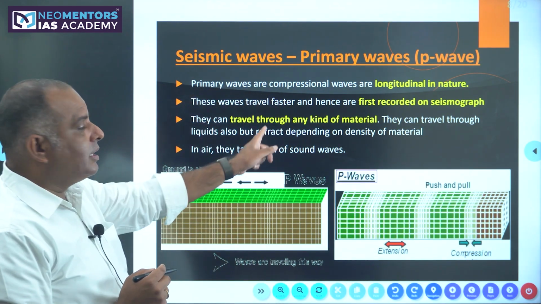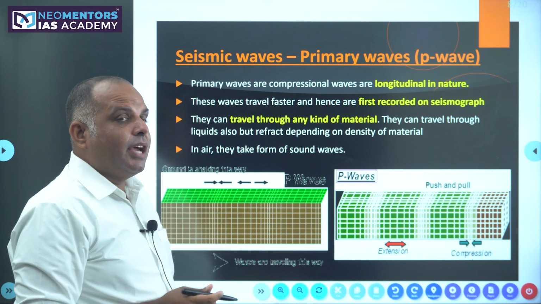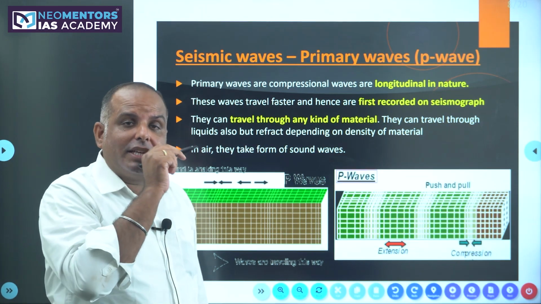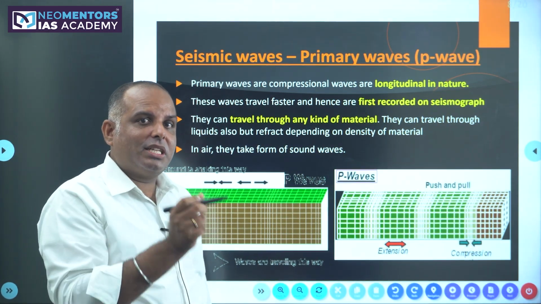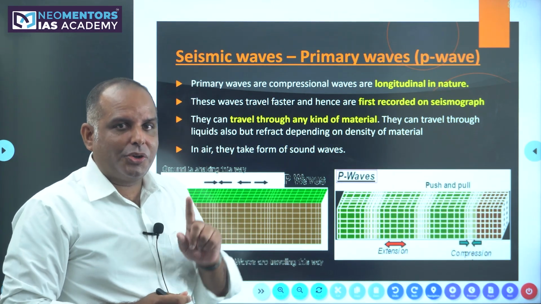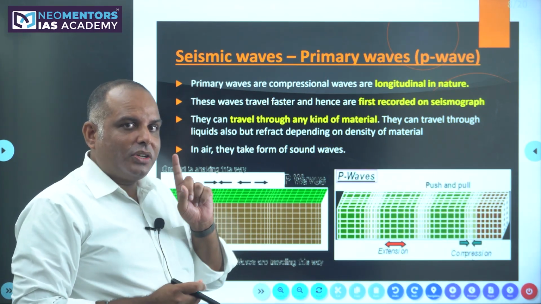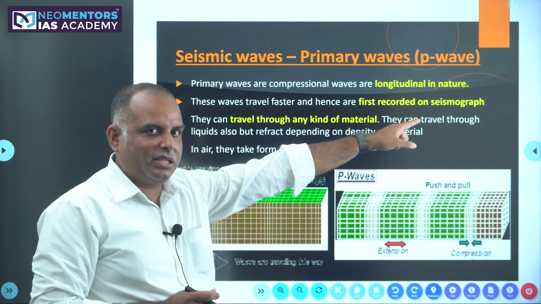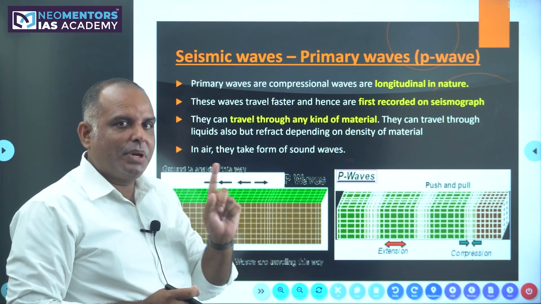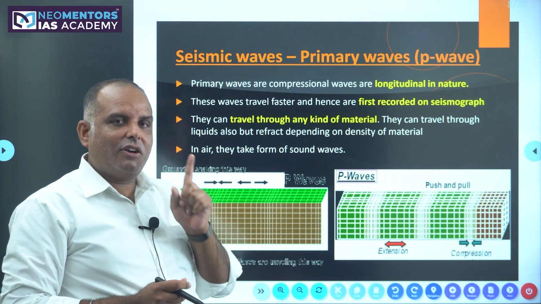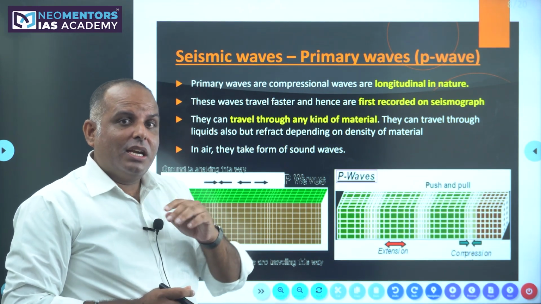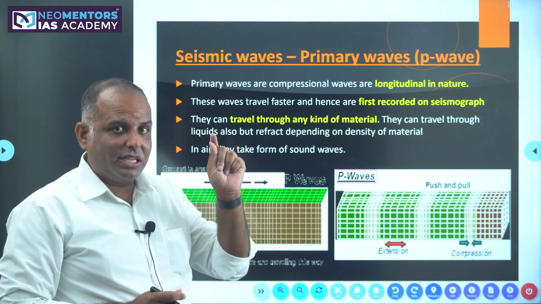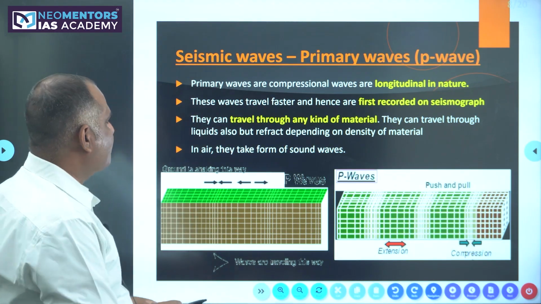Now, they travel through any kind of material. When we were discussing transverse waves, we mentioned that since they cannot travel through liquids, that wave would die off there. But when we discussed longitudinal waves, we didn't mention anything of that sort. So longitudinal waves travel through all mediums. Hence, the primary waves, which are longitudinal in nature, travel through all the mediums. That means they will travel through the crust, the mantle, the liquid outer core, the solid inner core, and also the upper part of the mantle, which is in a plastic state, that is the asthenosphere also. Okay?